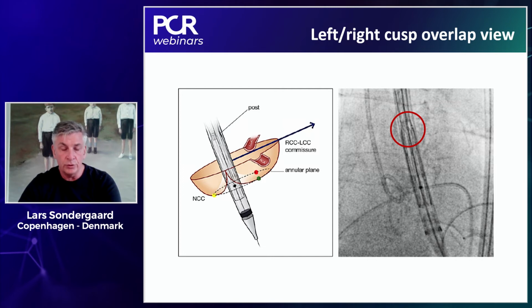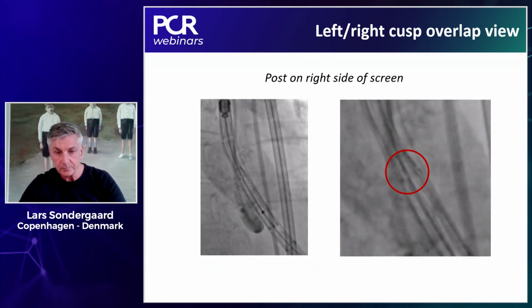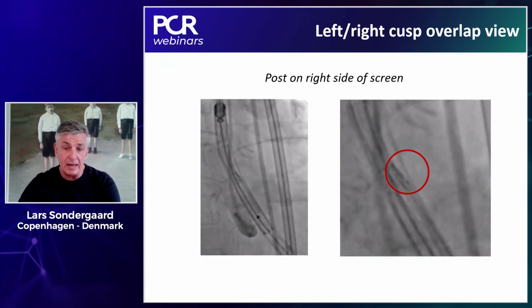And then again, you know that the commissure between these 2 cusps is located on the far right of the screen. So you just need to position one of the leaflet posts to the far right, whereas the 2 other ones should be overlapping on the left-hand side. And as you can see here in the middle of the frame, you see 1 post there and 2 others overlapping. And this is an example of how to do it.